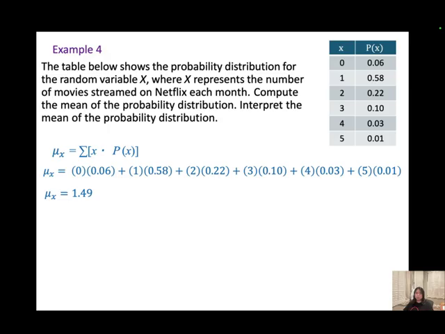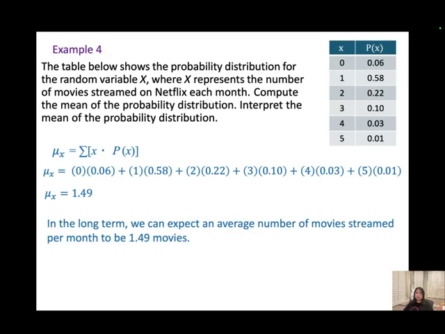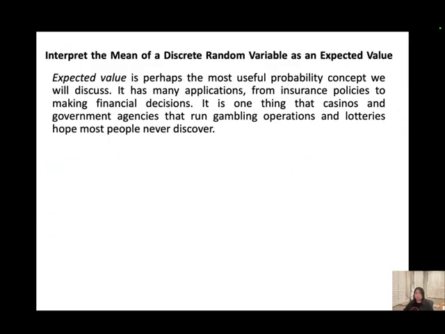Now, we need to know how to interpret the mean of the probability distribution. We're going to say, in the long term, we can expect an average number of movies streamed per month to be 1.49 movies. Mean, you can think about as the average number. Interpret the mean of a discrete random variable as an expected value.